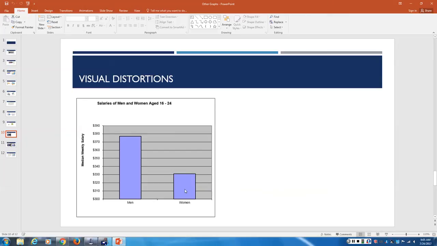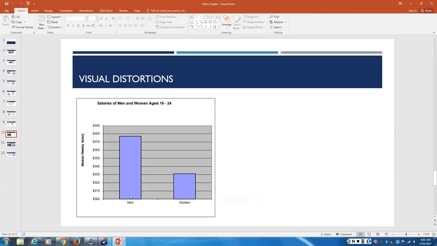Why does the graph make it seem like so much more? Because their starting axis is 300 instead of 0. That's right, they're starting their axis at 300, and the differences above 300 are incremented in tens. So really, if I go all the way down to 0, these two bars are not that much different in their heights. So if you just look at the graph and you don't pay attention to the scale, you get a very, very misleading picture.